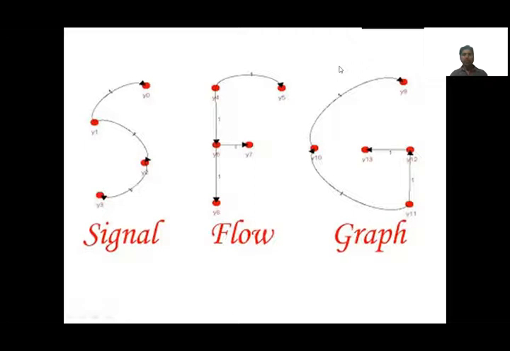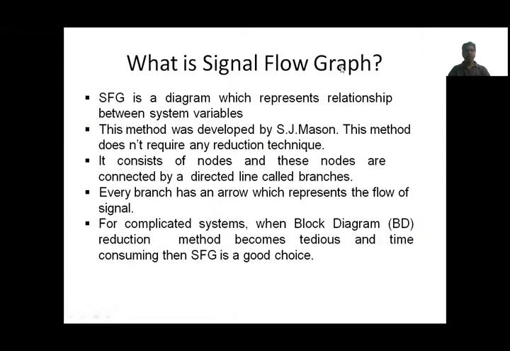In this video, we are going to learn the signal flow graph representation of a given control system, and using this signal flow graph method, we are going to learn how to derive the transfer function of a system using Mason's gain formula. Let me explain first of all what is meant by signal flow graph.